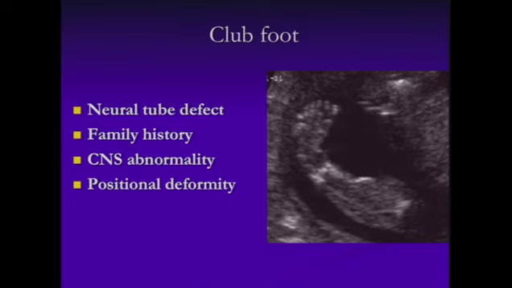But realize sometimes there can be a positional deformity, especially if there's oligohydramnios. Now in this case, the fluid is normal. The foot is up against the edge of the uterus. You'd want to move the pregnant woman around and make sure that no matter how she's turned and where this lower extremity is, the foot is constantly held in that abnormal position.